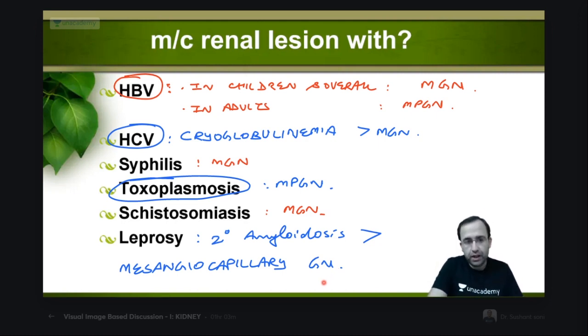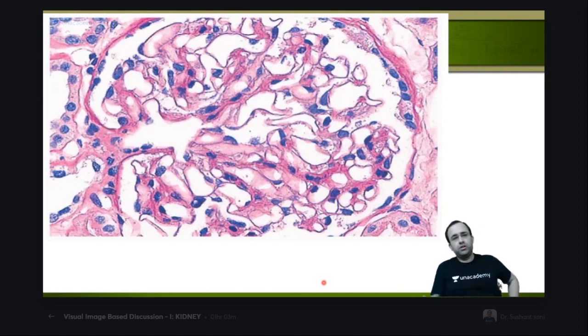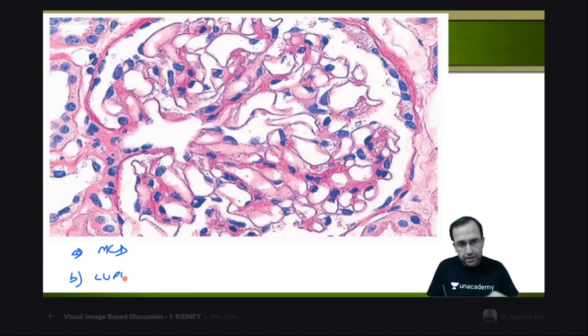Next point. This gets us to our next question. Diagnosis. Let us start with the routine microscopies associated with kidney. Starting with the first one, I'll give you options. MCD, minimal change disease, lupus nephritis.